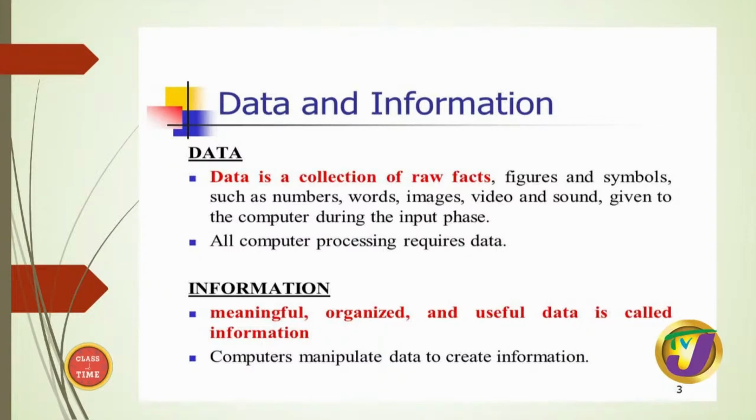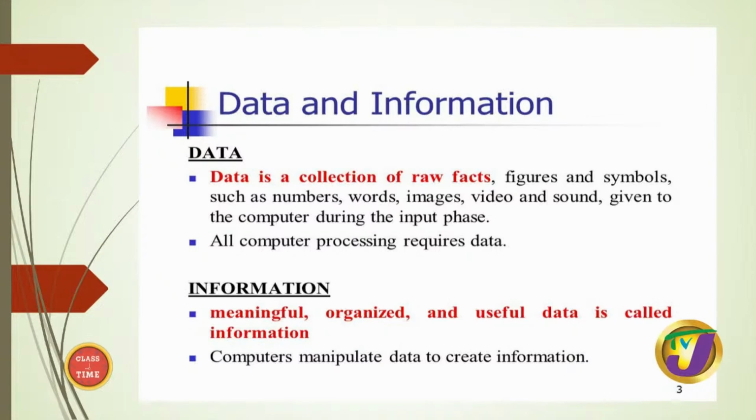Now let us look at data and information. Data is a collection of raw facts, figures, and symbols, such as numbers, words, image, video, and sound, given to the computer during the input phase. So if you write a single number on the computer screen, we will not know what that number means if you do not put something additional to it. So we are saying that we call it data if it is not complete. It means the information that you have there is incomplete and we would not be able to make sense of it.